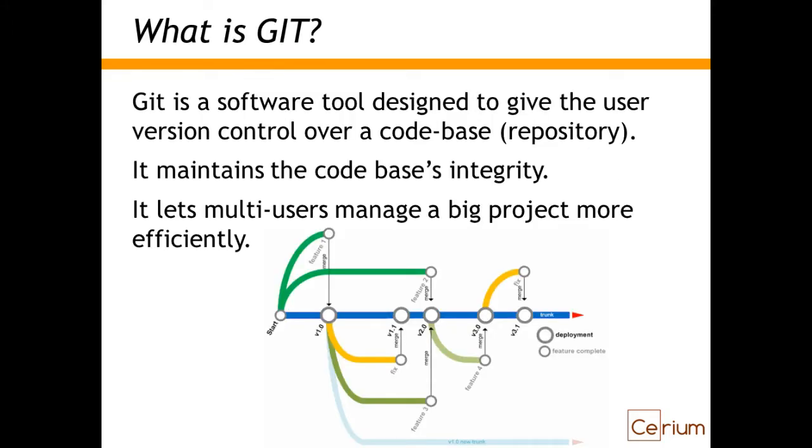This leads us to the development and use of Git. Git is a software tool designed to give developers version control over their codebase, also known as a repository. One of the features of this tool is it keeps the codebase's integrity by handling conflicts. It also lets multiple developers work on a project independently as it tracks all the changes made to the main repository.